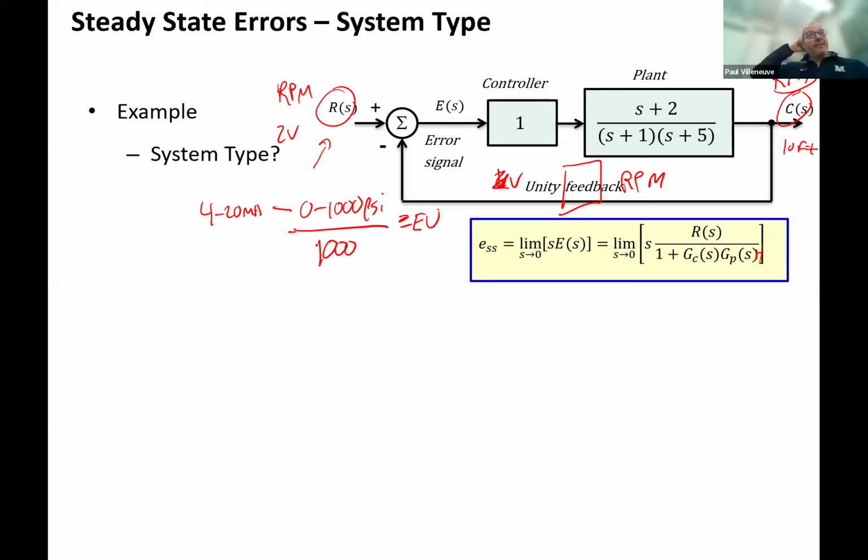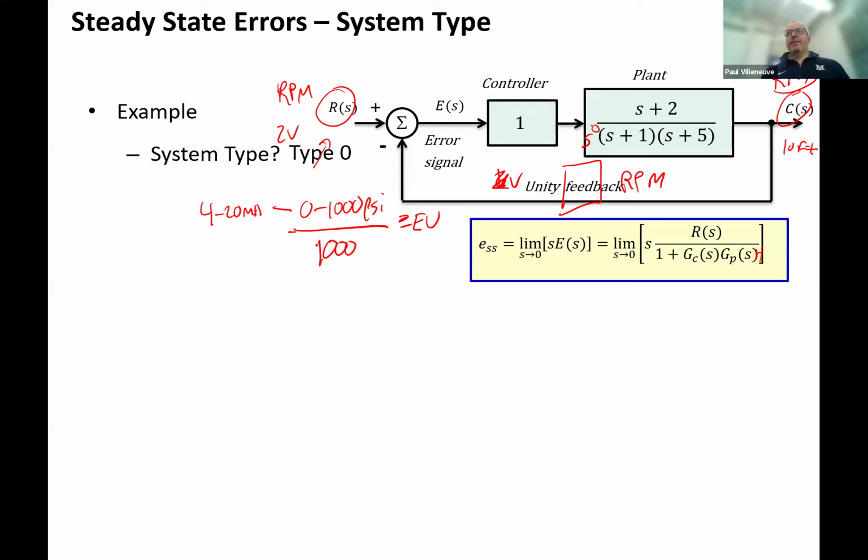Shall I restate it? If I plug in S equals 0, does the characteristic equation or the denominator go to 0? No. So there are no poles at S equals 0, so there are no integrators. Remember, a pole at S equals 0 has to have an S out front here. This has an S to the 0.